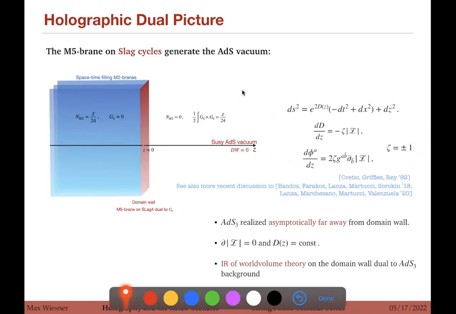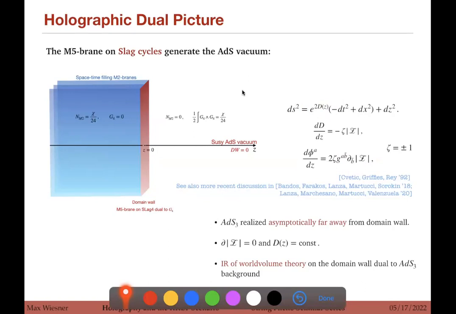Essentially, we have this flow, which is governed by this curly Z, so essentially by the tension or the central charge of the M5 brane. And asymptotically far away, if we have a supersymmetric AdS vacuum, which means this vanishes, essentially what we get is then a constant warp factor here, which then asymptotes to an AdS3 vacuum.